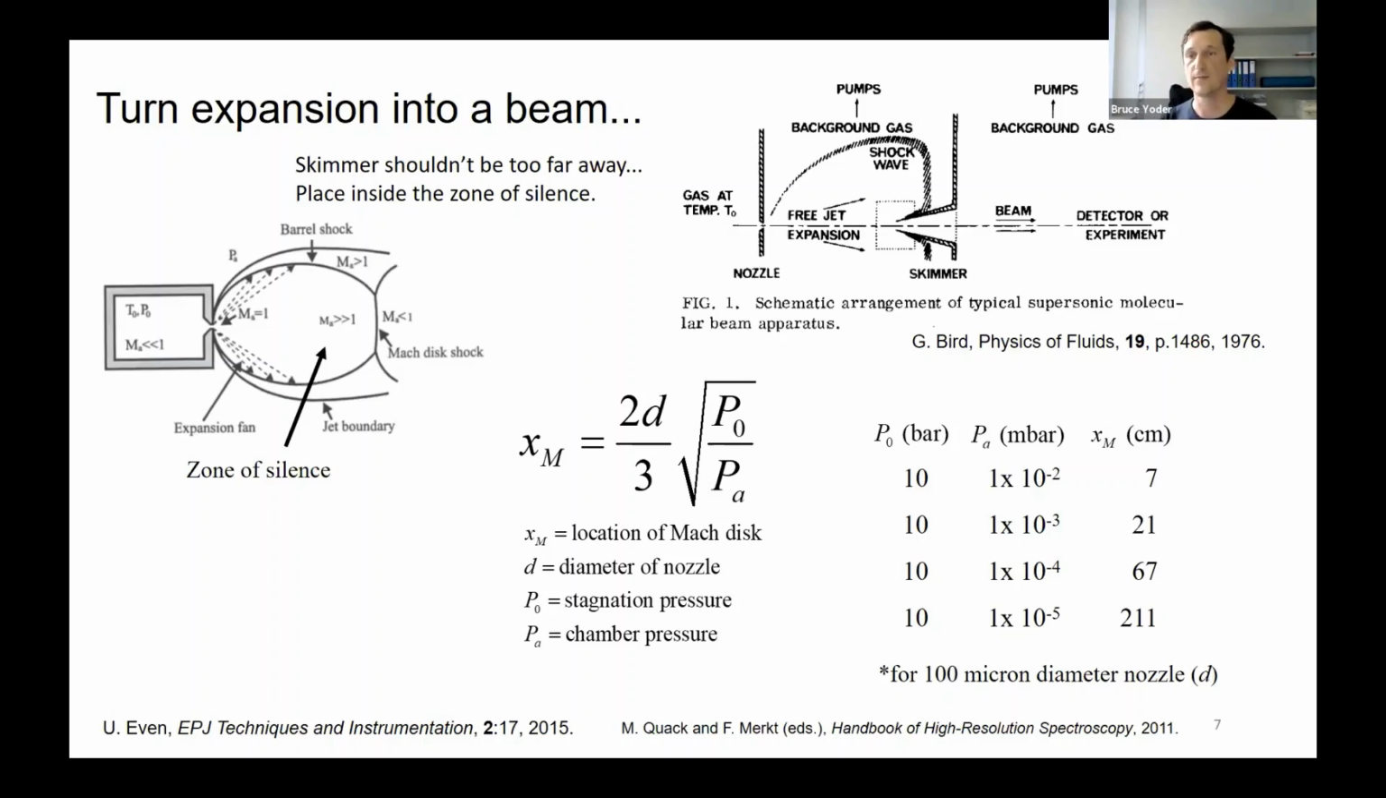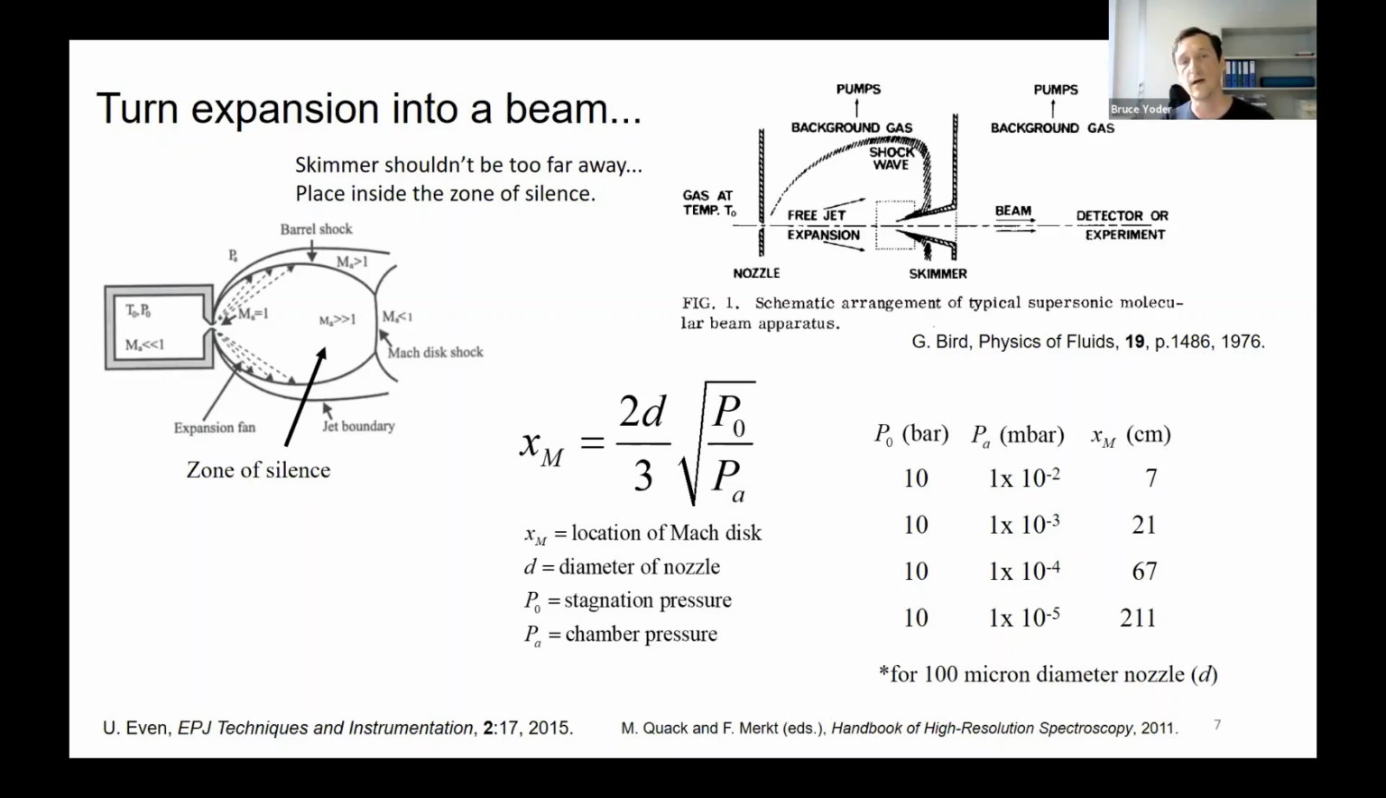So a free jet expansion is terminated at the location of its Mach disk, like we saw here, which is dependent only on the ratio of the stagnation pressure and the chamber pressure, as well as the nozzle diameter. And so it's not dependent on any intrinsic properties of the gas that we're expanding, conveniently. In order to make a molecular or cluster beam, we need to place a skimmer inside the zone of silence, or before the Mach disk, as we've shown here.